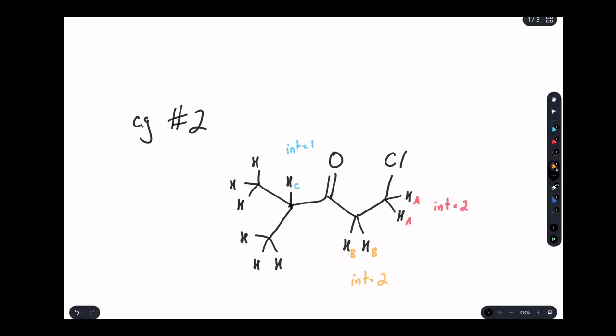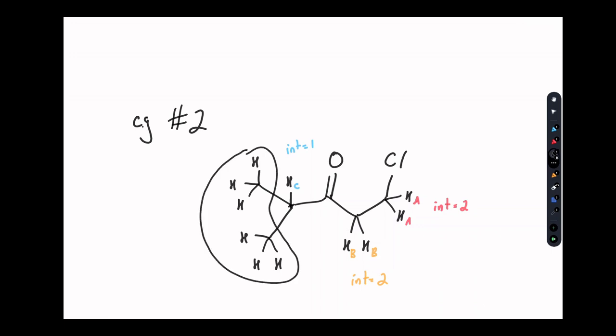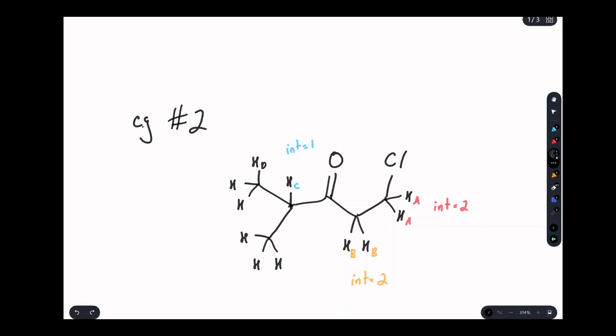But where many students are going to make a mistake here is that all 6 of these hydrogens are actually the same signal. They can all be labeled HD. And in total, we would expect an integration value of 6, as there are 6 hydrogens represented by that signal. Now, the reason why they're the same is because of rotation.